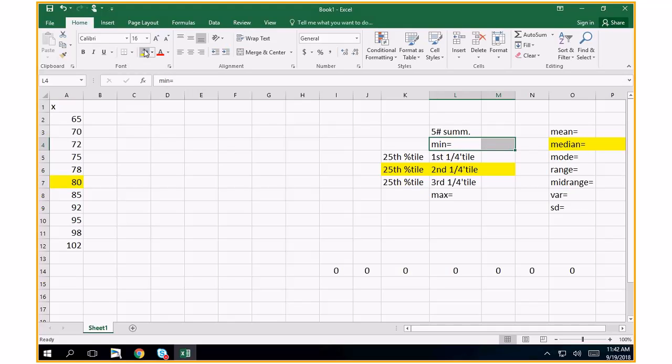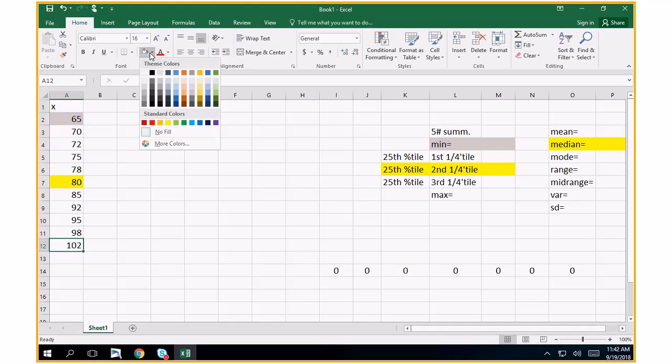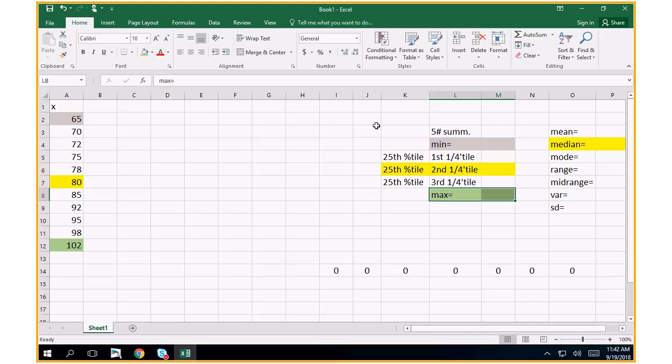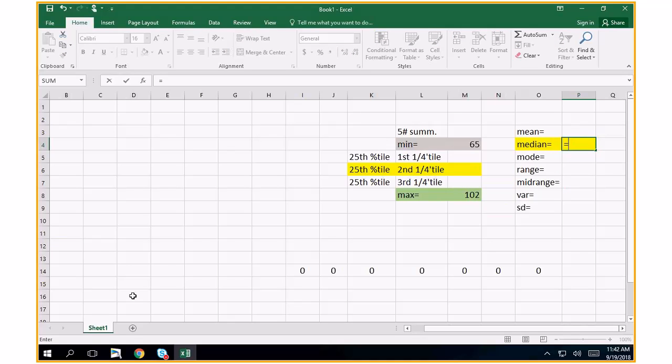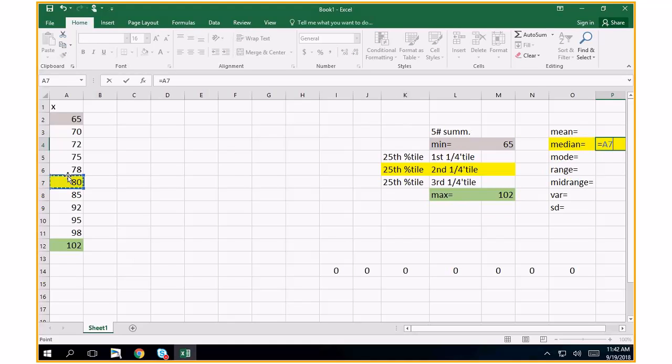I'll make that kind of a gray. That'll be that. And the max, make that kind of a green. And that's equal to that number. And equals. And that's equal to that number.